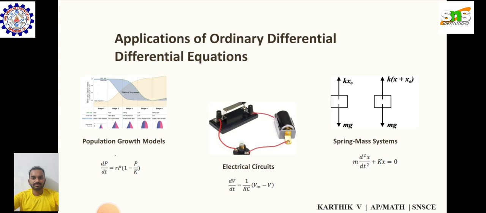Spring mass systems. Differential equations are extensively used to model the behavior of spring mass systems, which are commonly encountered in physics and engineering. The equation of motion for a spring mass system can be derived by Newton's second law. The following second order ordinary differential equation is m d square x/dt square + kx = 0, where x is the displacement of the mass from equilibrium position, t is time, m is the mass of the object, and k is the spring constant.